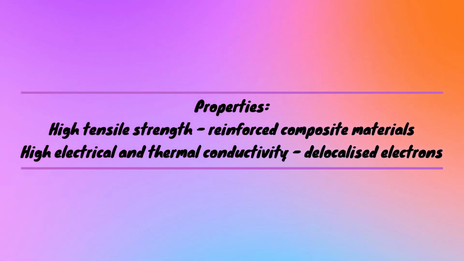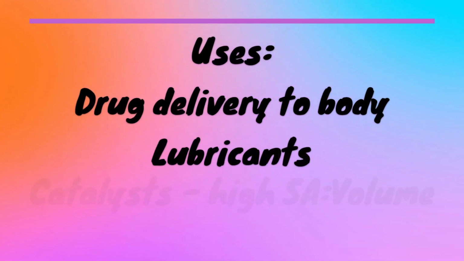Fullerenes also have a very high electrical and thermal conductivity, and this is because their bonding is like that of graphite. There are delocalized electrons that can carry charge and heat throughout the structure. Their uses include drug delivery to the body.